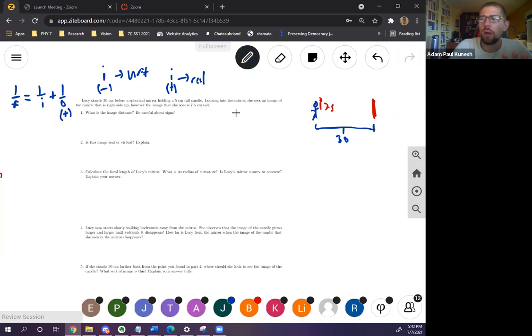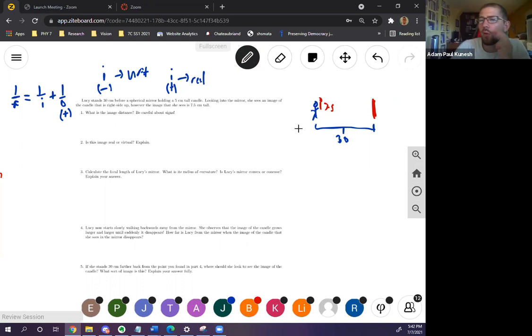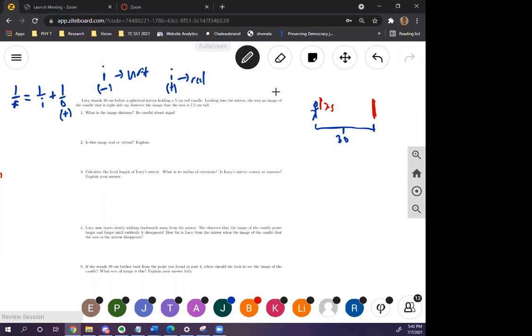Okay, a question for a moment while we're here. A real image would be on the same side as the object, right? That's right. In this case, for a mirror, the real image is on the same side as the object. But in this case, because she's looking into the mirror, is the image virtual then?